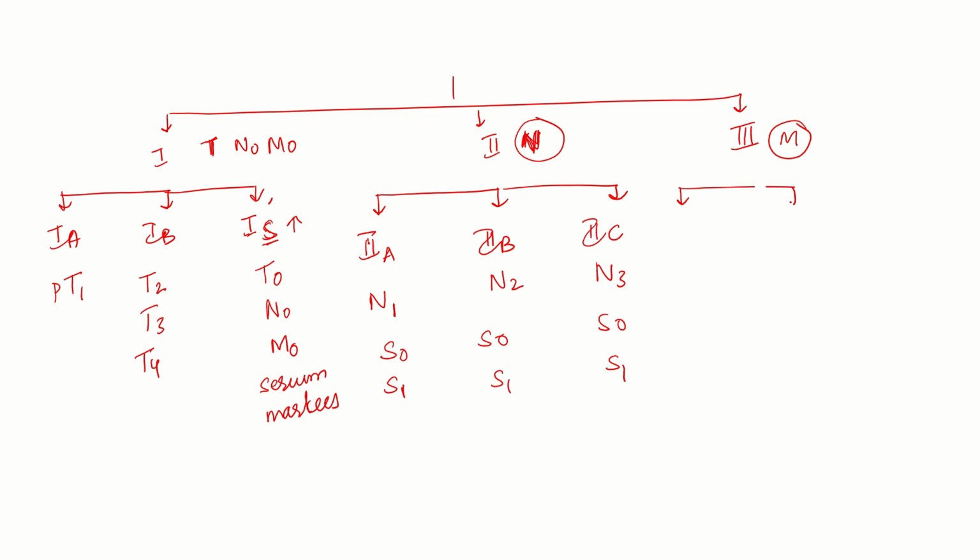Stage 3 is divided into 3A, 3B, and 3C. Here M1A comes under stage 3A and M1B comes under stage 3C. And the serum markers are S1, S2, and S3.